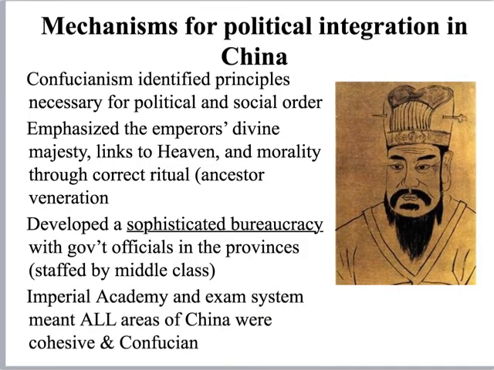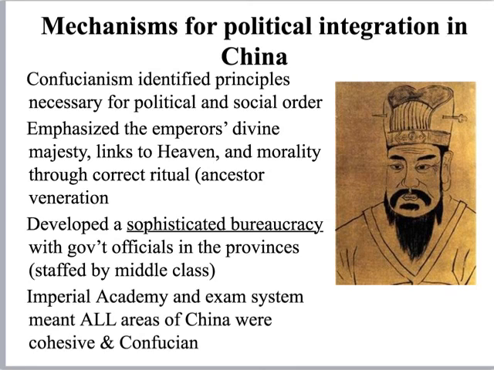Of course, political integration was important for both empires. In China, the philosophy of Confucianism was key to this. Confucianism identified principles necessary for political and social order. It emphasized the emperor's divine majesty, his links to heaven, and morality through correct ritual, such as ancestor veneration.